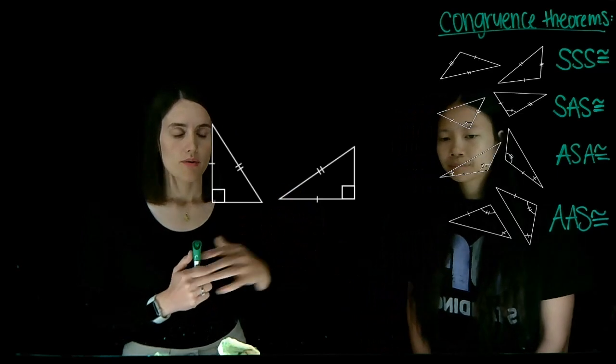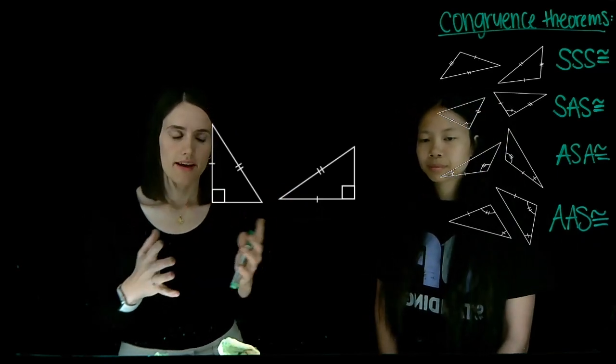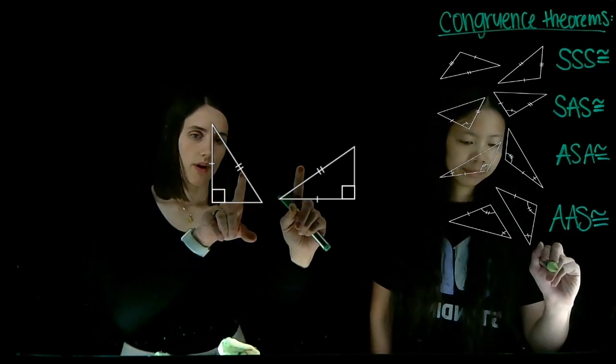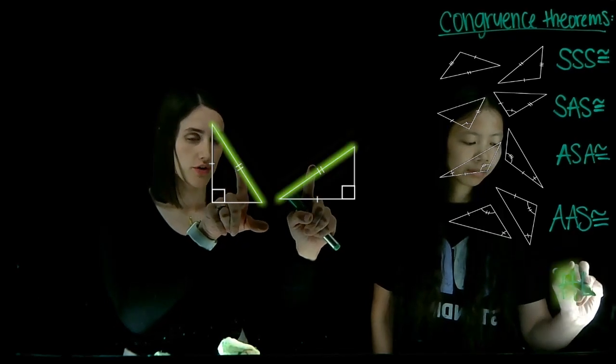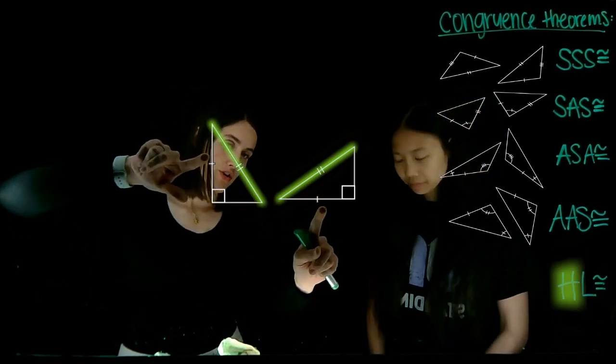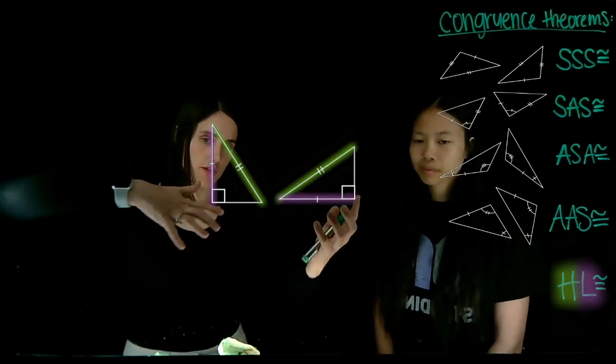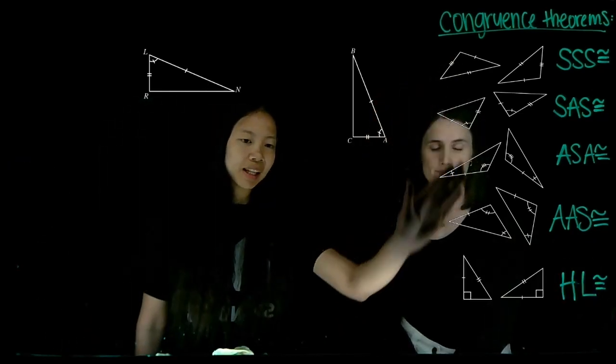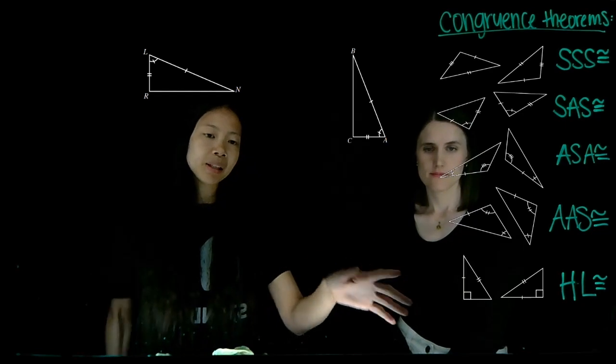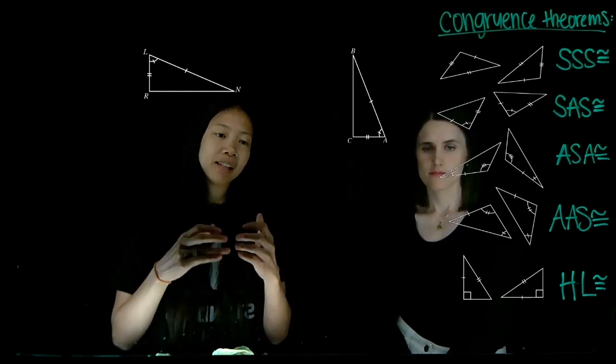The last theorem we want to talk about is the hypotenuse leg theorem. This tells us that when we have 2 triangles that have congruent hypotenuses and a congruent leg of a right triangle, they are congruent. Now that we have our congruence theorems laid out, the most common way we apply them is that we're given 2 triangles and we want to see if they are congruent.